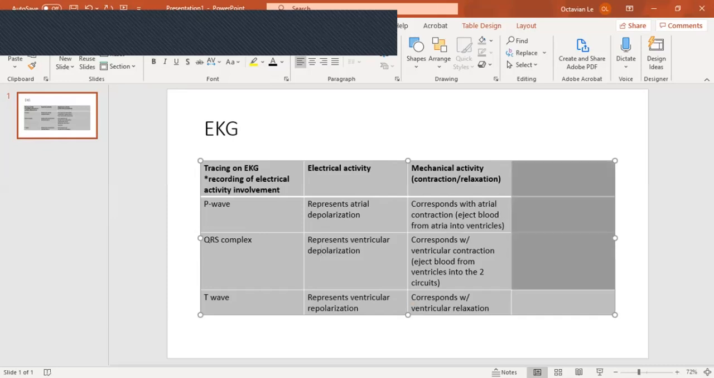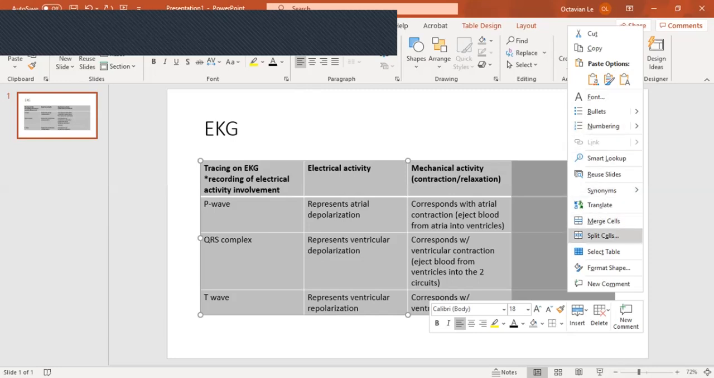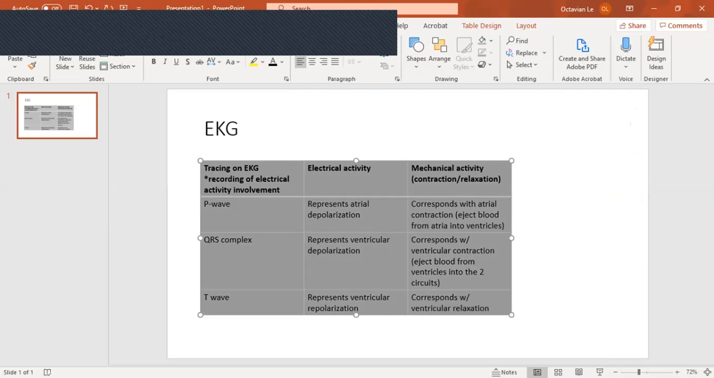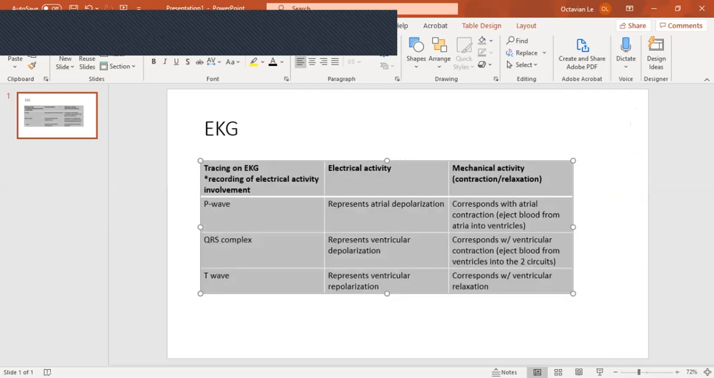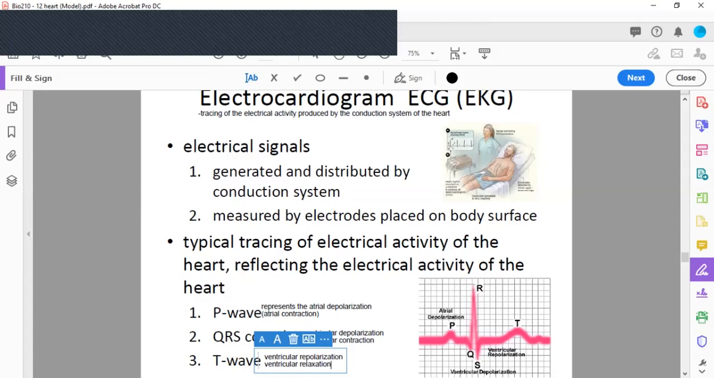For now, let's just finish this, and I will cut this. If you want to take a picture of this, take a picture of this. Good, very good. So let's transition back into the PowerPoint. All right, any question on the EKG? Any question on the EKG?